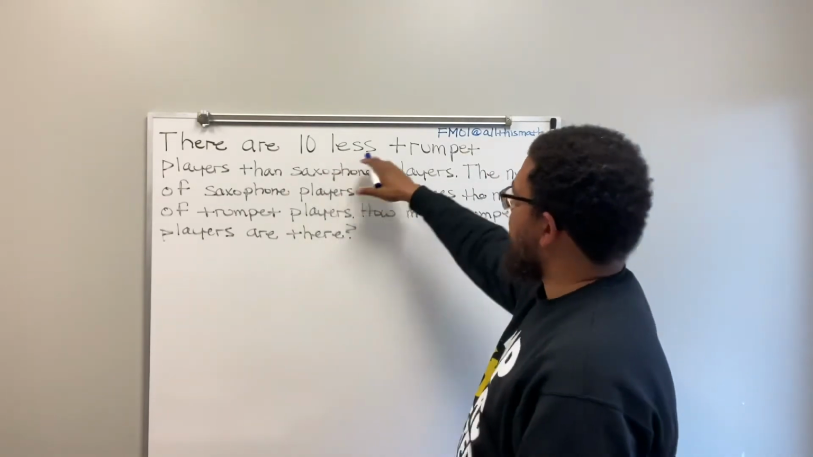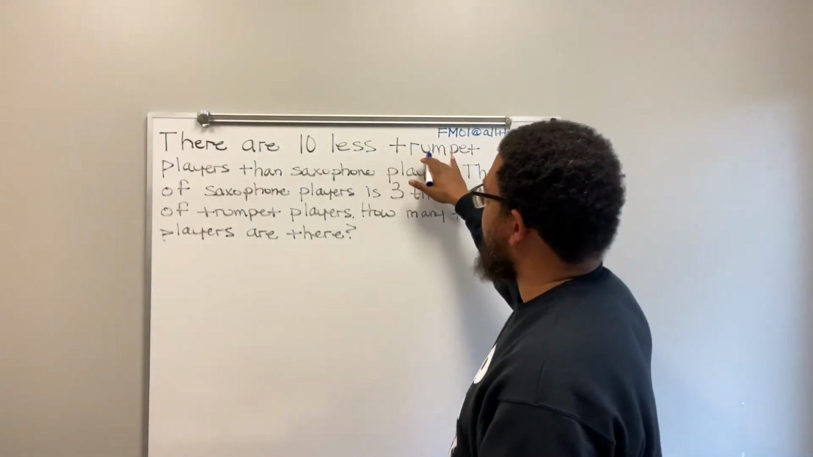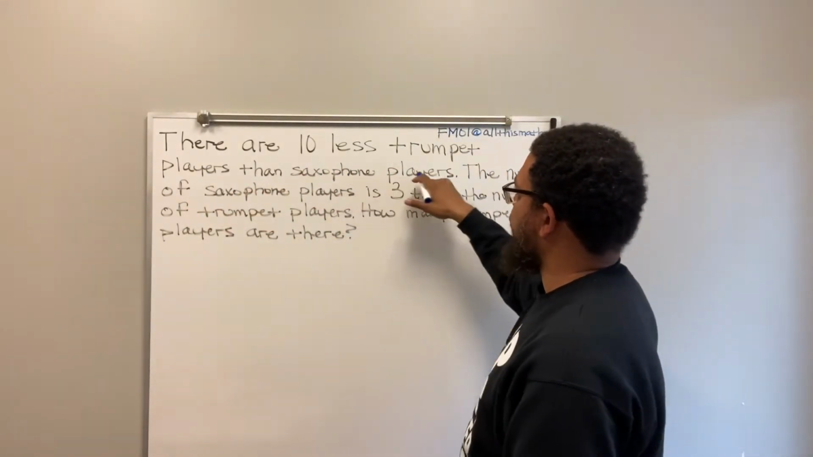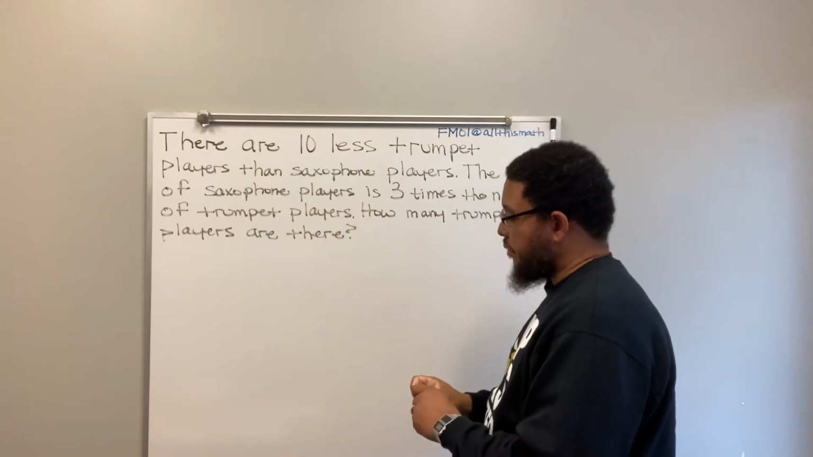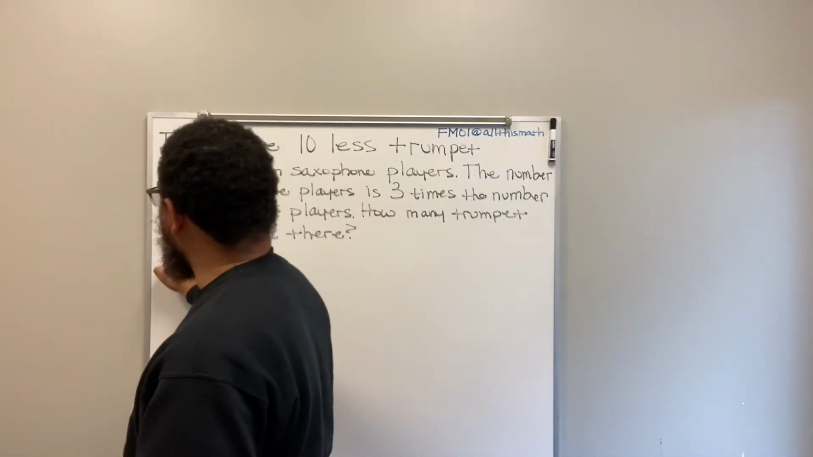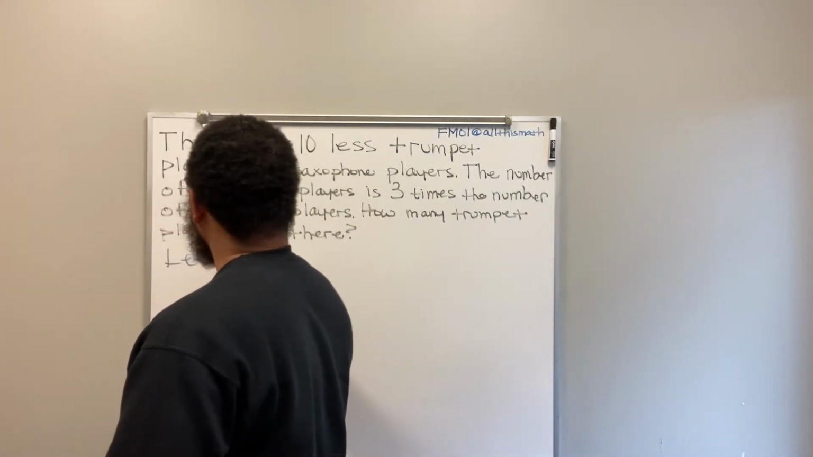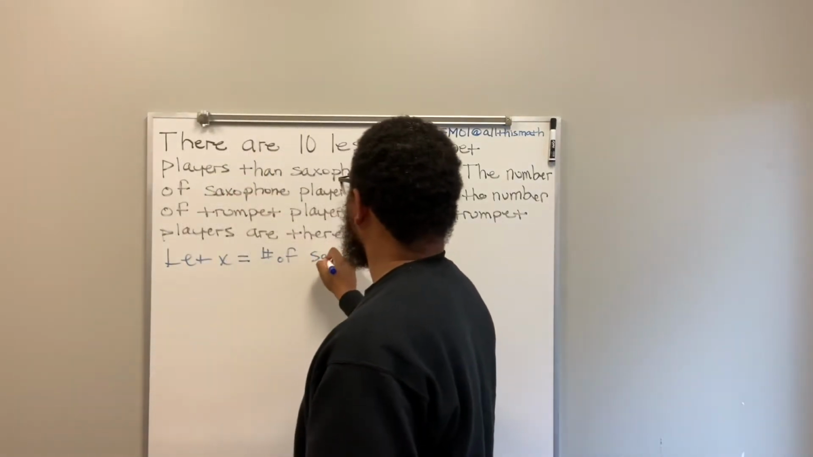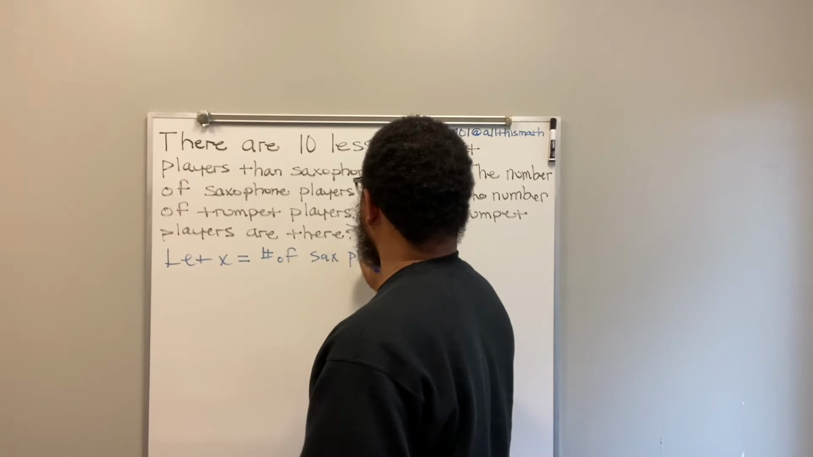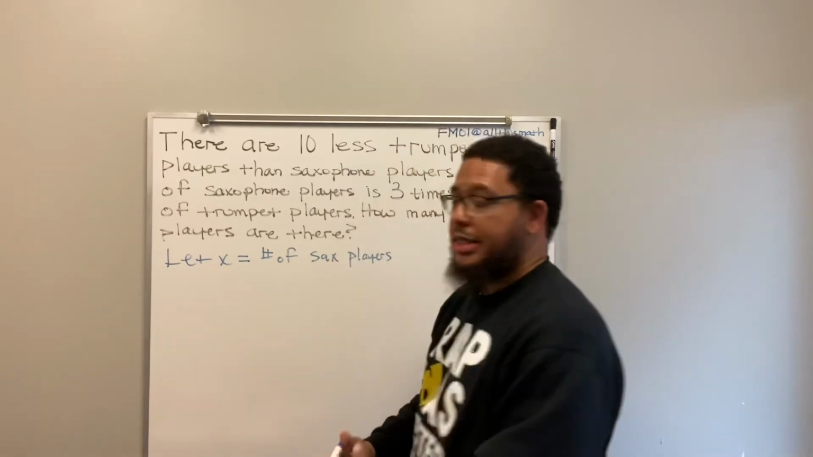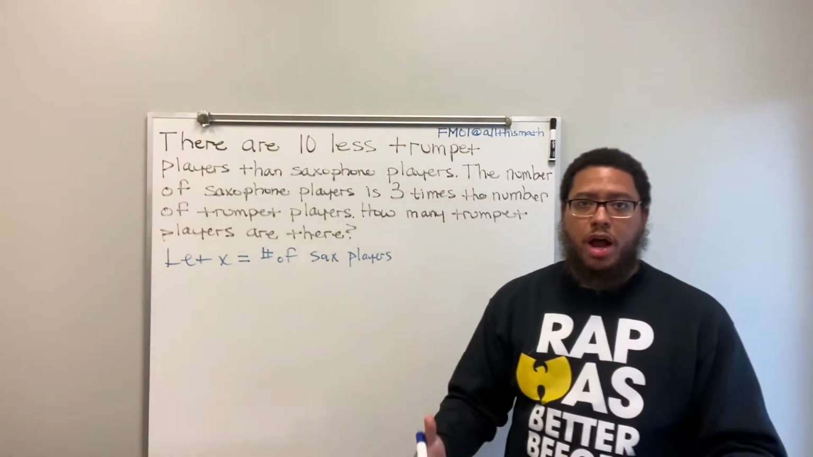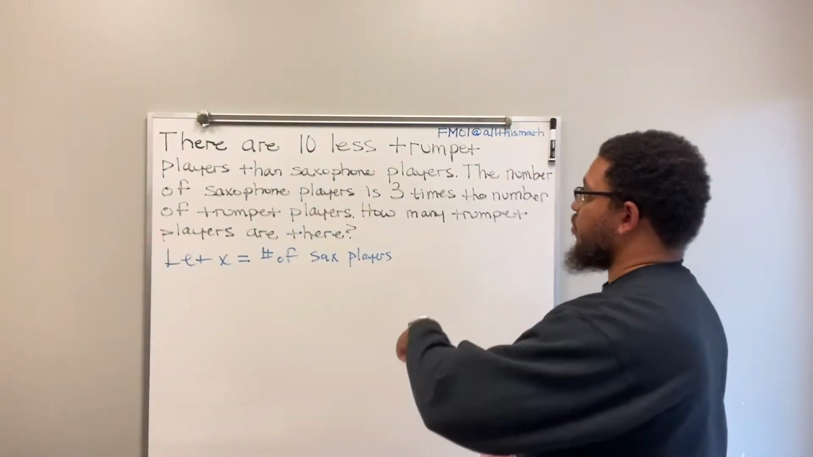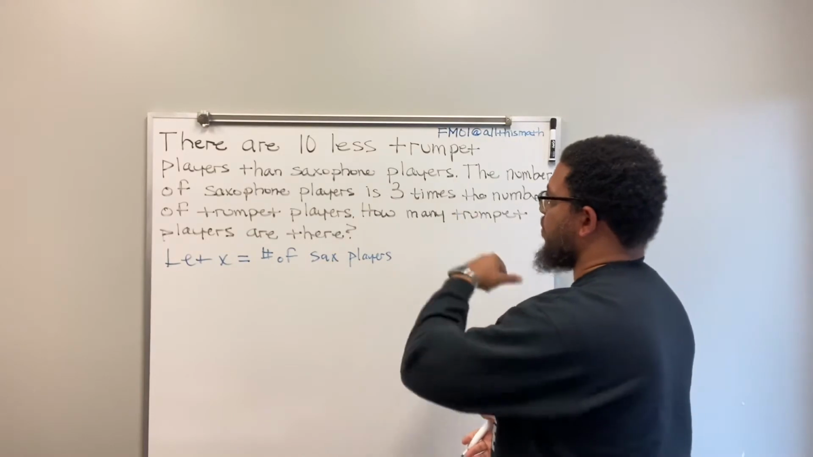So in this sentence, the first thing that's described is the number of trumpet players. The second thing that's described is the number of saxophone players. So what I'm going to do is say let X equal the number of saxophone players. All right, because we let the second thing that is mentioned be X. Now, in relation to that, we have to describe the trumpet players.